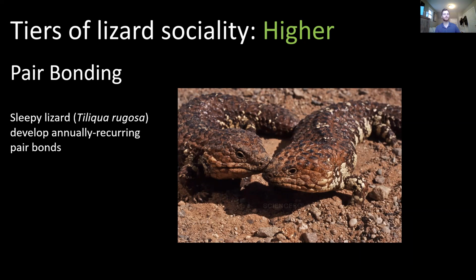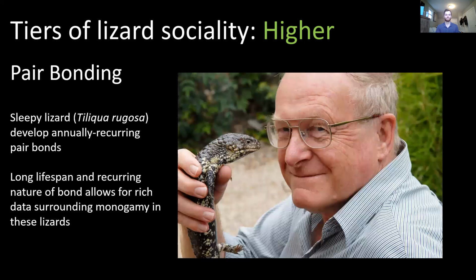And in long-term study populations, nearly 80% of females are seen mating with the same male in successive seasons, with some pair duos frequently exceeding 10 years, and the longest recorded standing pair duo is at 27 years. So literally, the entire span of my life, a pair of lizards has been monogamously bonded and reproducing with each other every year. So this is really cool.